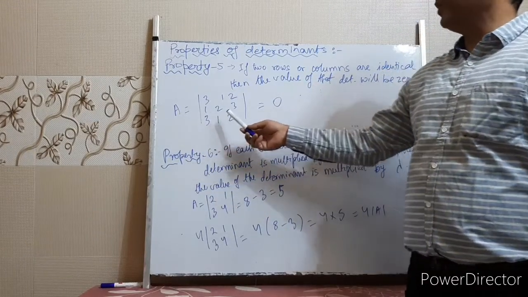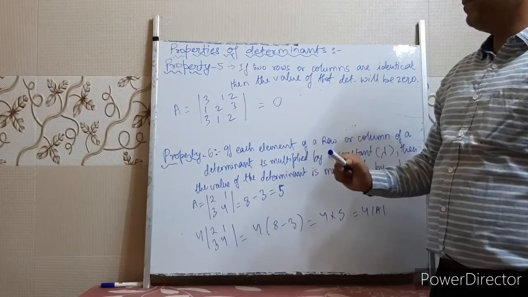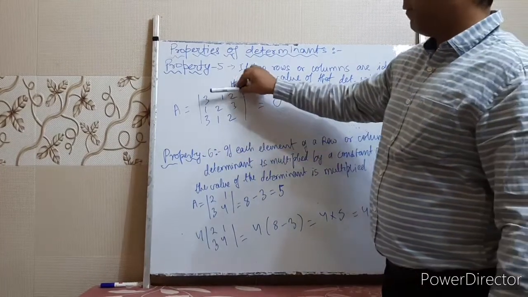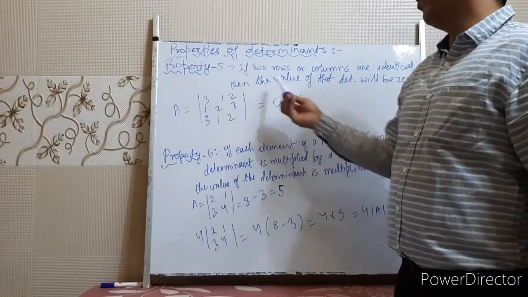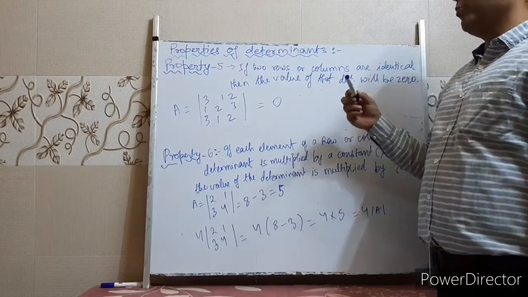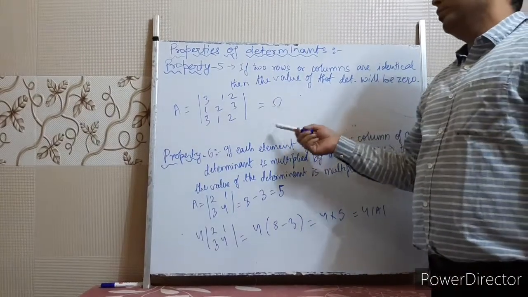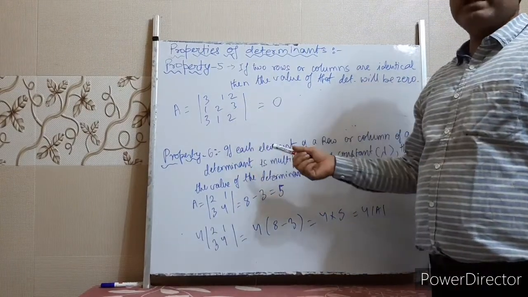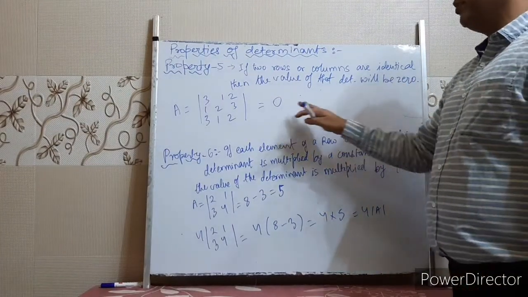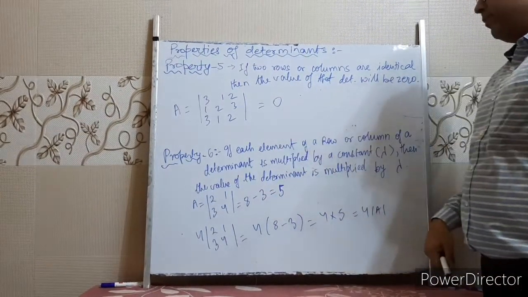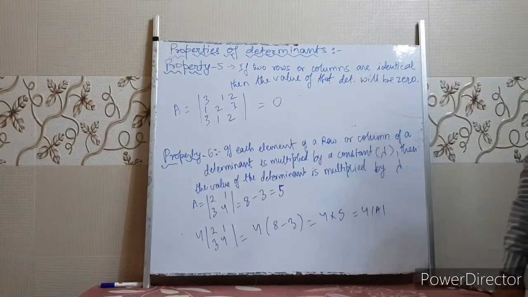See, I have taken an example here. Row 1 and row 3 are the same. So when you subtract these two rows, you will get one row with all elements 0. So according to property 1, the value of the determinant will be 0. You can see here, whenever you see any two rows or any two columns the same, straight away write that the value of that determinant will be 0. Right, children? Now see property 6.